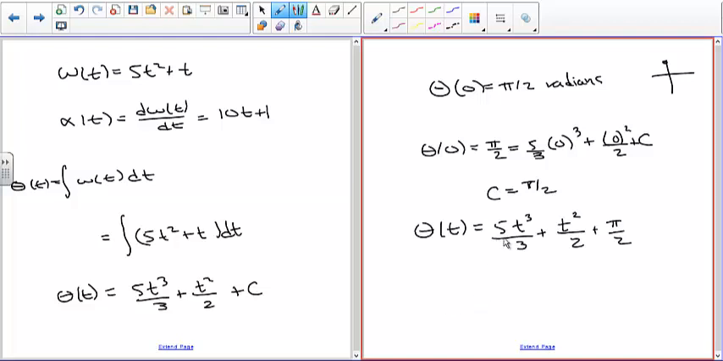Now, one interesting thing is, what are the units of this constant? So if you think about what we need, we're just talking about units.